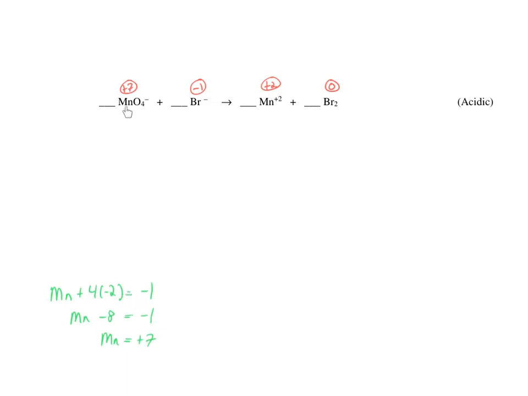Here, we've determined the oxidation number of manganese, and the rest of the oxidation numbers are as shown. We want to balance the atoms changing oxidation number. And we note here that bromine has a subscript 2. So before we worry about the electrons, we need to balance the bromines. Now we can connect them up and determine the electrons.